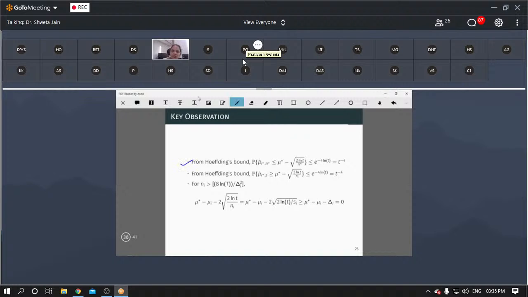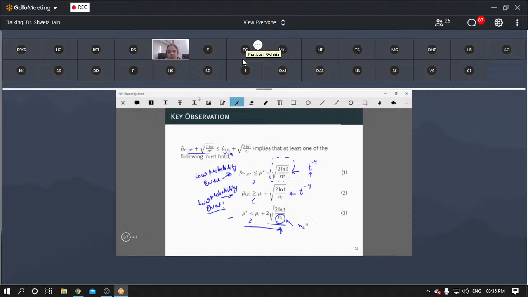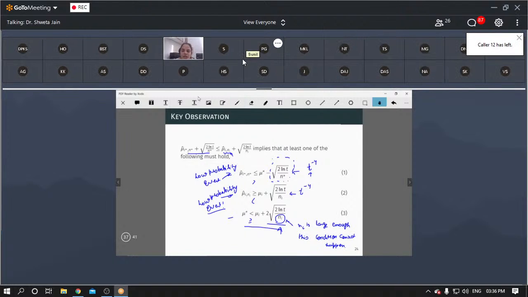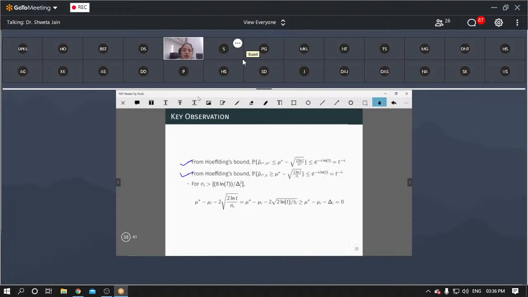So I told you this is for the first condition. I told you this is for the second condition. The third condition is basically, so I'm saying when my Ni is large enough, this condition cannot happen. And what is Ni? Ni is basically the number of times arm I is pulled. Okay, Ni is the suboptimal arm. Right? Ni is the suboptimal pulls, number of suboptimal pulls. And what this particular thing is saying is that if my Ni is large enough, in particular it is 8 ln t divided by delta I square, then even the third condition cannot happen.